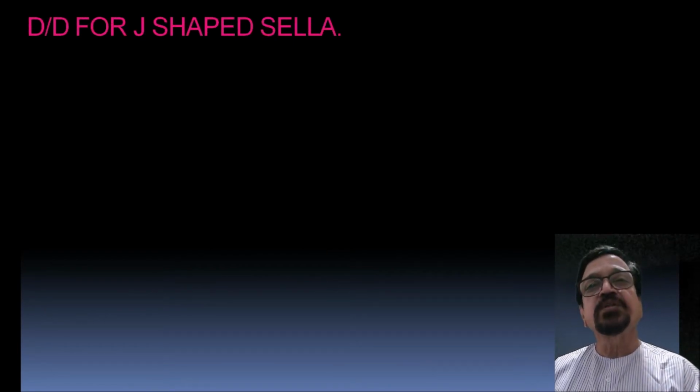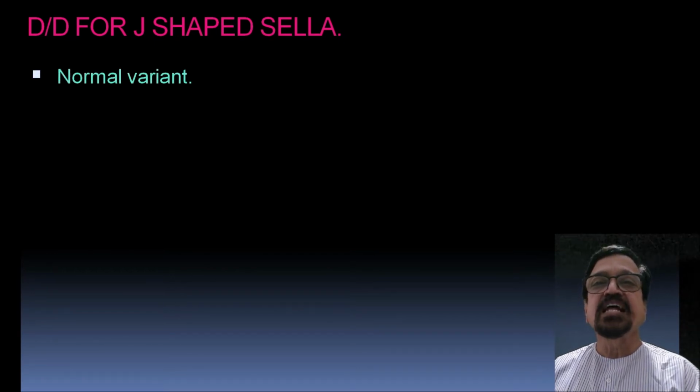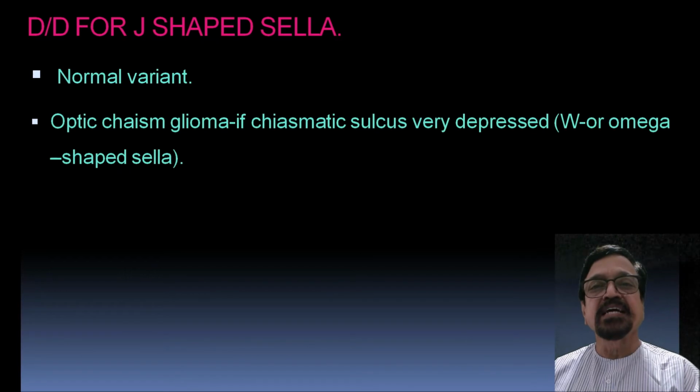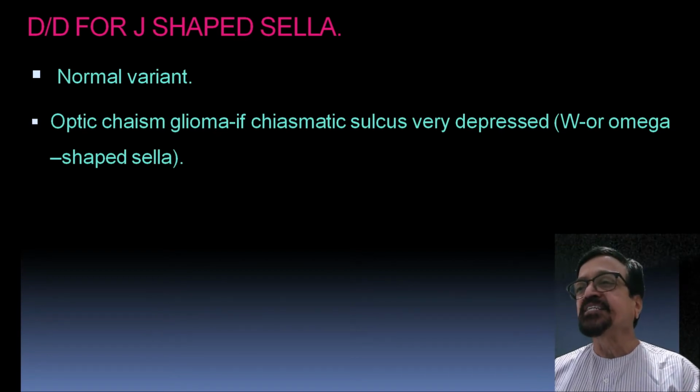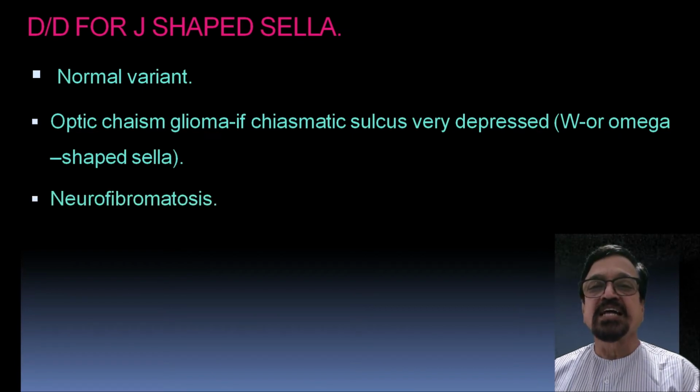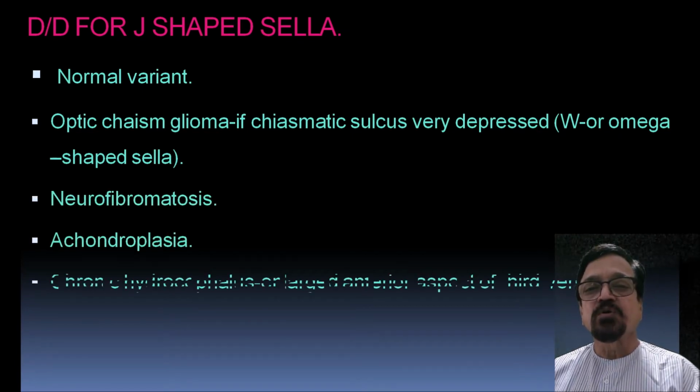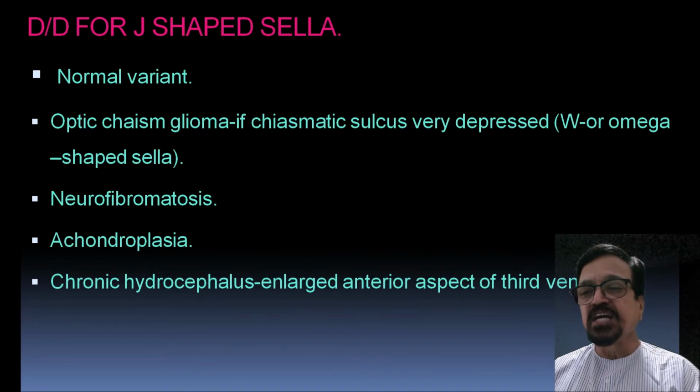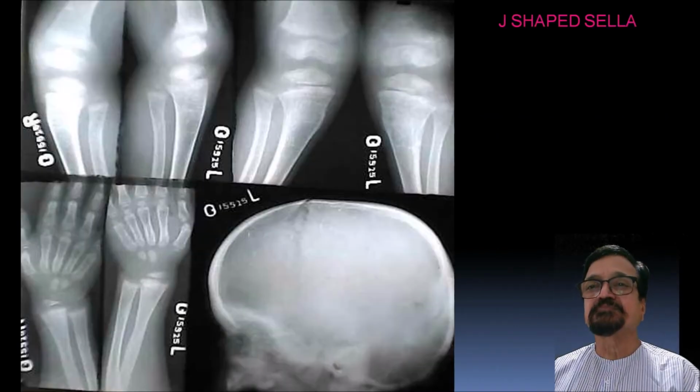Then another differential is for the J-shaped sella. Now, all the time we are seeing a J-shaped sella, we should not jump to dysplasia or MPS. It can be a normal variant. Then it can be because of optic chiasmal glioma if the chiasmatic sulcus is very depressed, that is a W or omega shaped sella. So this is one reason for not exactly a J shape but for the omega shaped sella. Then neurofibromatosis, achondroplasia, then chronic hydrocephalus, where an enlarged anterior aspect of the third ventricle will give it. In this figure we are seeing a J shaped sella.